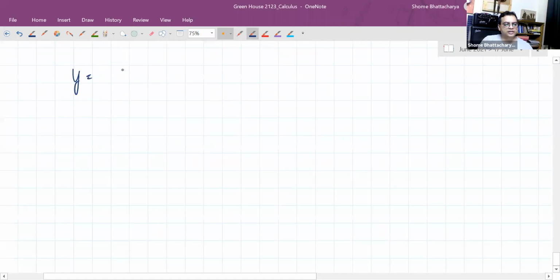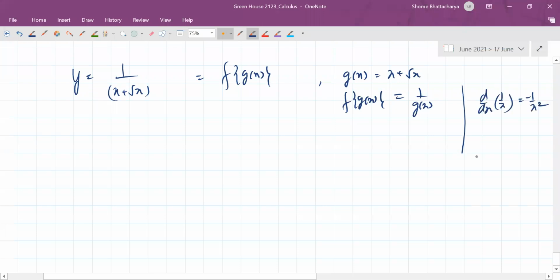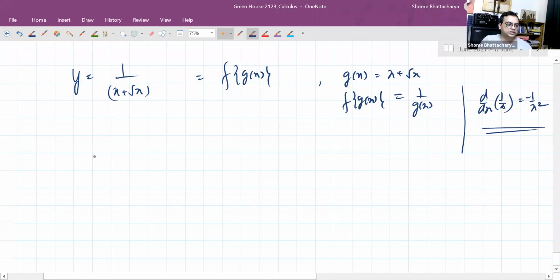This that we have written, y is 1 upon, what was it, x plus root x. So this is f of g of x, where what is g of x? g of x is x plus root x, and what is f? f is 1 upon g. Now you know that what is differentiation of 1 by x? It is minus 1 by x square. So just make use of that.